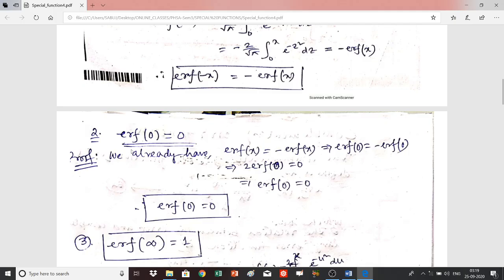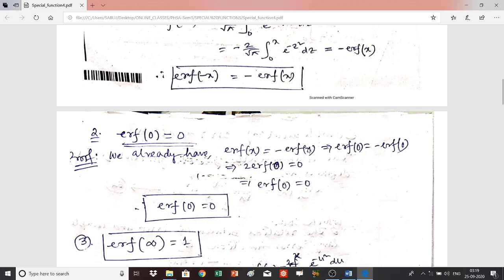To prove this, you have already obtained it from this relation. See here, erf(x) can also be written as minus erf of minus x. Here it will be minus x. Error function of minus x will be equal to minus error function of x.